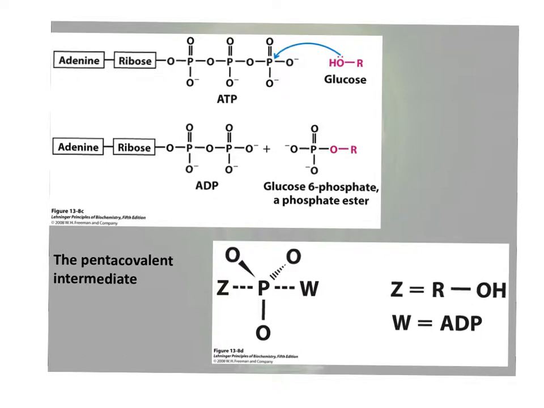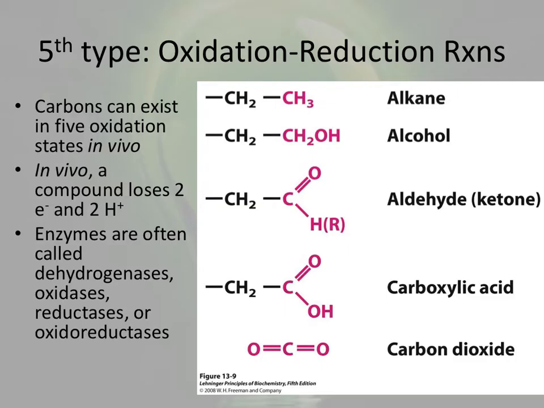So now we're left with the fifth group, which are the redox. At this point, you should know the oxidation states for carbon: alkane, alcohol, aldehyde or ketone, carboxylic acid, and then ultimately carbon dioxide. Which one of these has the most potential energy? Alkane or carbon dioxide? Alkane. Why? Because it has more electrons. It's the reduced. This is the fully oxidized.